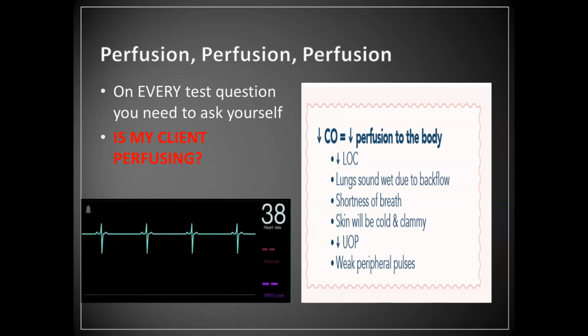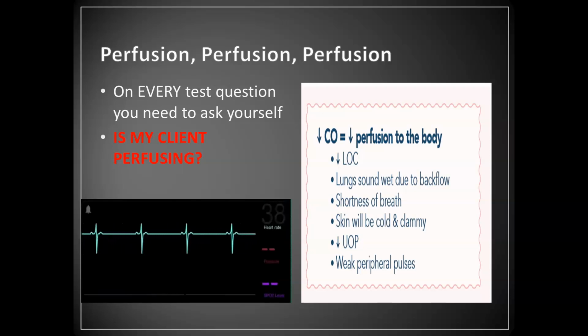So when I'm looking at this and I see that this client has a heart rate of 38, my first question is, is this client perfusing? Probably not. Right away I can look at this and say I have an issue with the SA node, and I have an issue with the AV node because it's less than 40. The inherent rate of the AV node is 40 to 60.